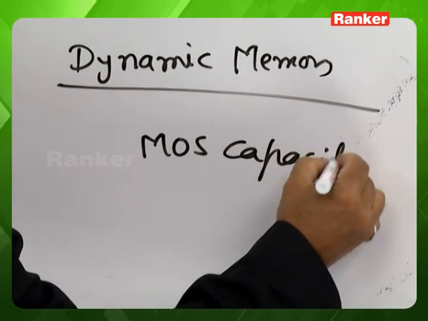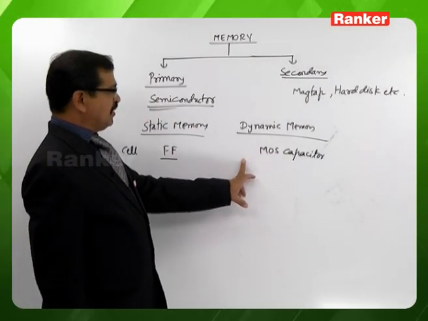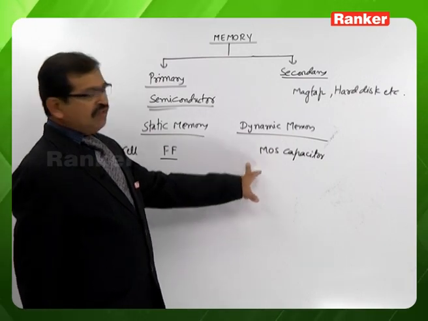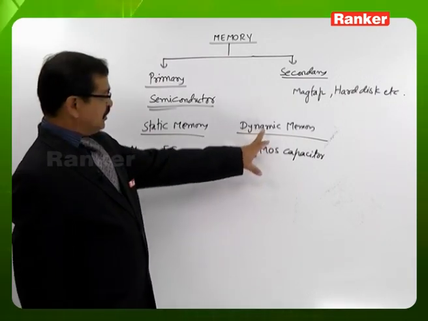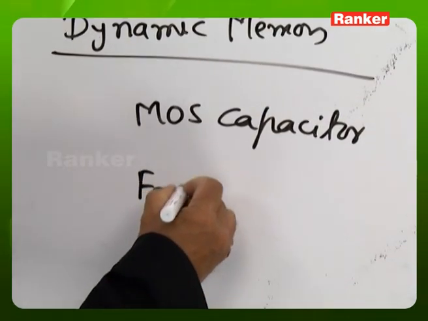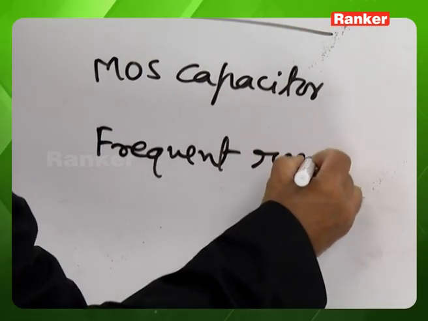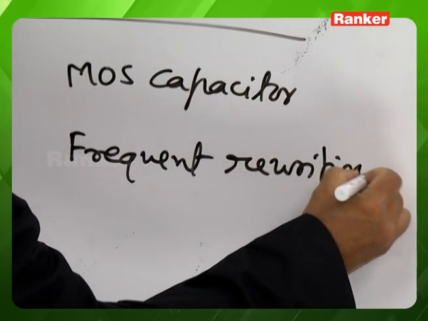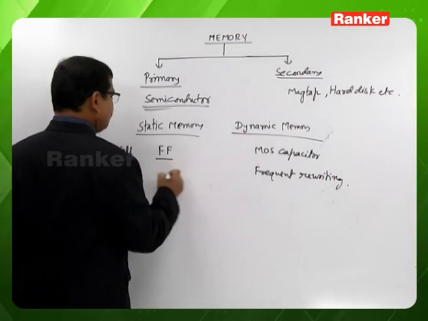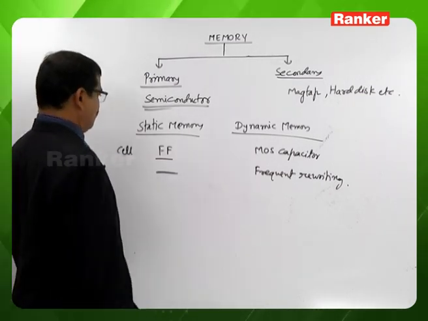This is the thing I discussed. The data is not available for a long period of time. Because of this, a frequent refreshing operation is required in the case of the dynamic memory. Such a frequent refreshing operation is not required in the case of the static memory.